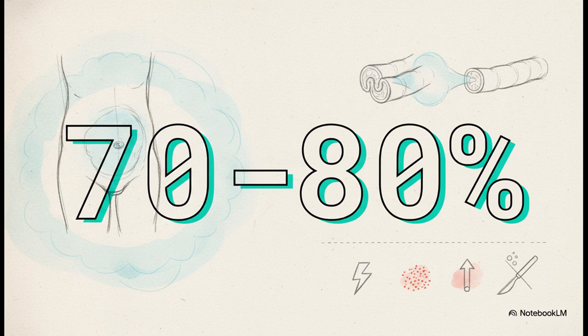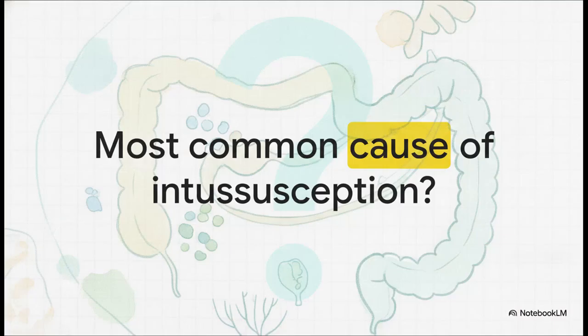And if you do end up in surgery, remember the bowel has to be carefully milked backward. You never ever just pull the invaginated segment or you run a massive risk of severe tearing. So, what actually causes this? Which of the following is the most common cause leading to intussusception in children?